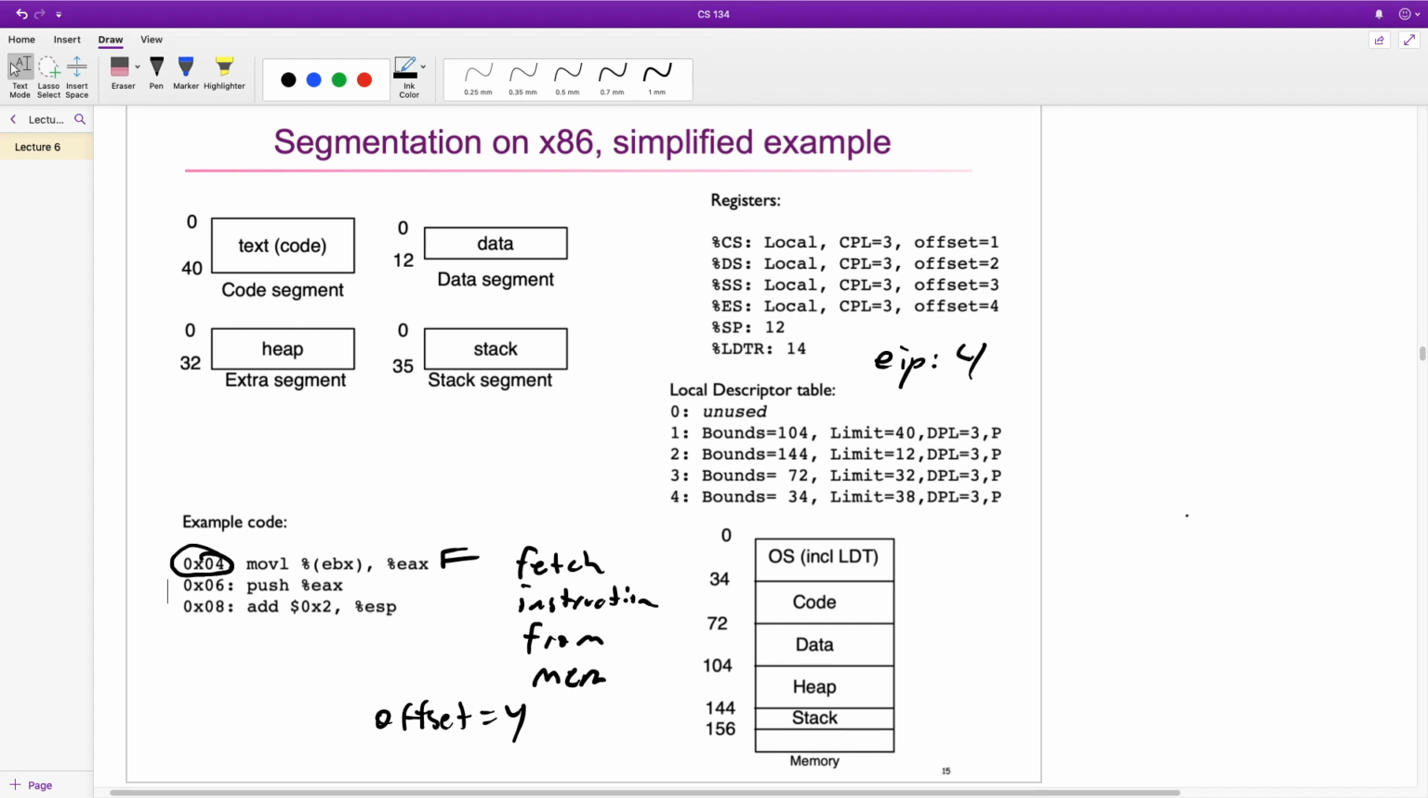Well, it's going to use the segment registers in order to determine which of these segments it is. But how does it know which of them to use? How does it know that it should use CS and not DS or SS or ES? Yeah, but it makes sense to be using the code segment. How does the processor know when I am trying to fetch an instruction, it should use the code segment?